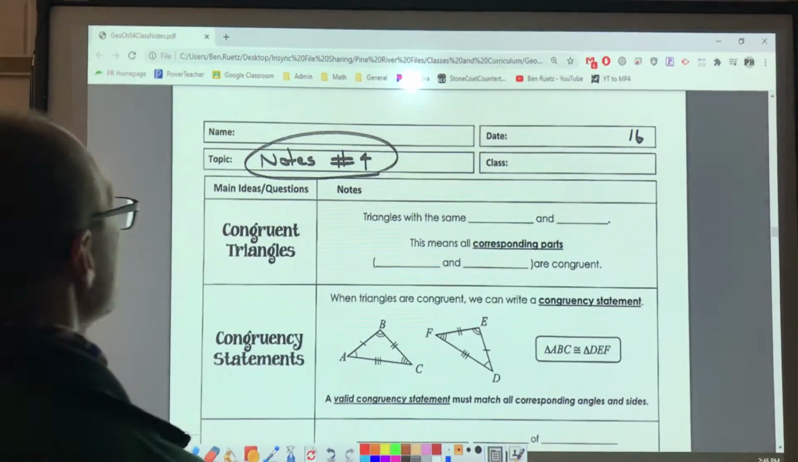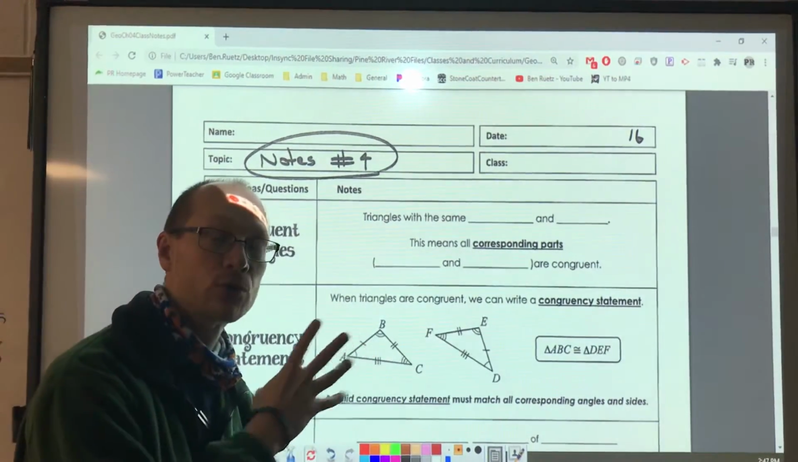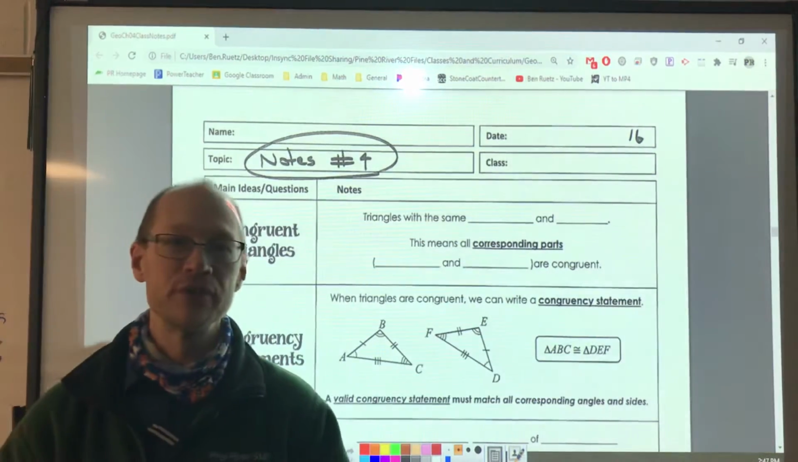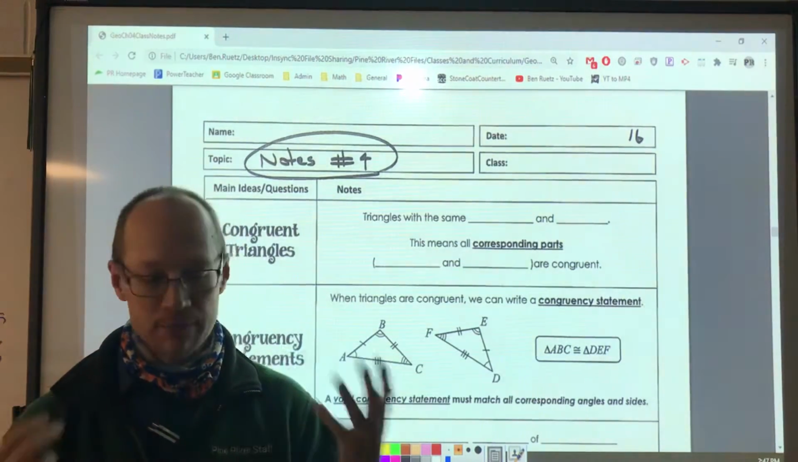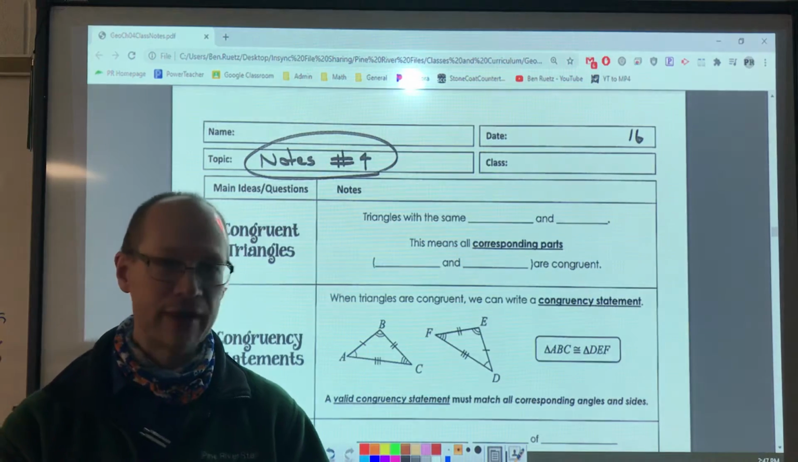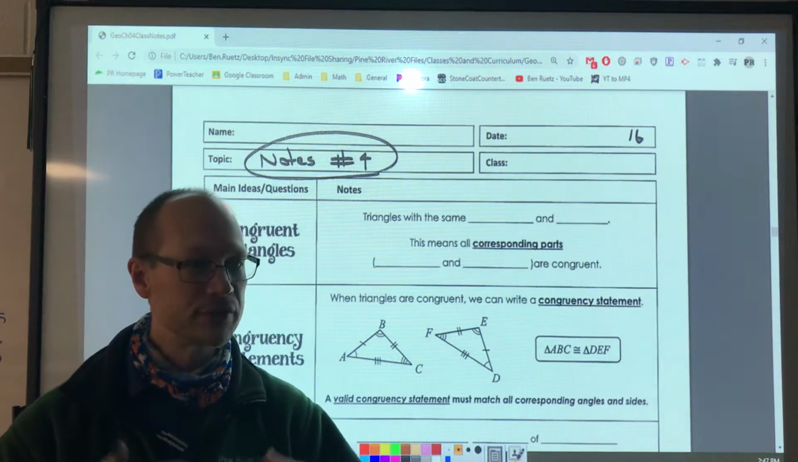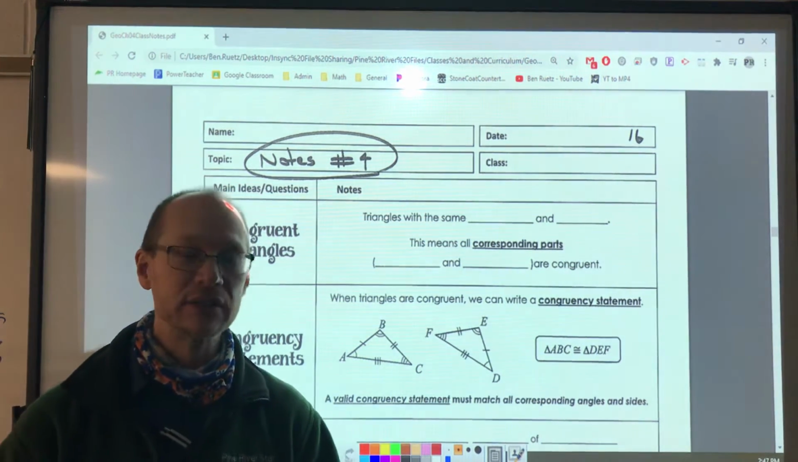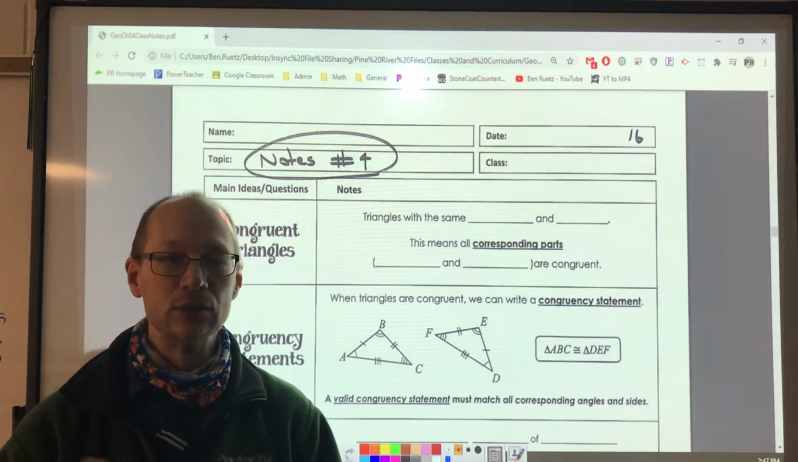Hey geometry class, this is section 4 notes, which is really now finally getting to what this whole chapter has been about. We've talked about triangles at length, classifying them by sides and by angles, and sometimes we have isosceles and equilateral and things like that.